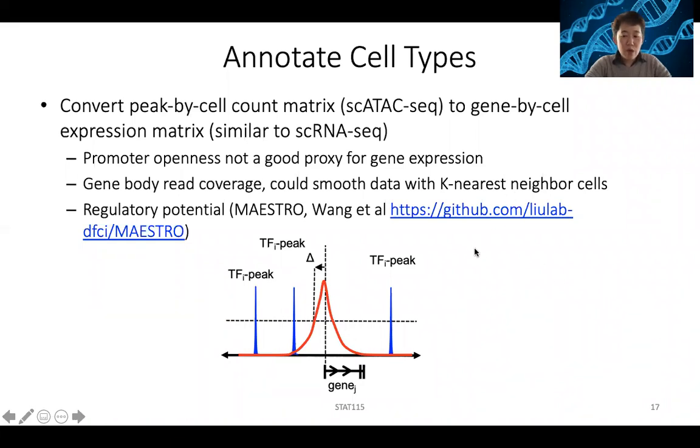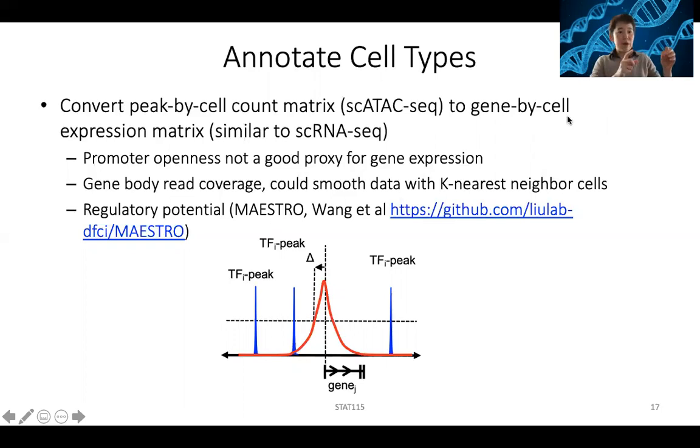And so in order to really combine the single cell RNA-seq with the single cell ATAC-seq, we need to figure out a way to say, okay, this cell is roughly that cell type, this cell is roughly that cell type. And in order to do this, the current single cell ATAC-seq analysis approaches usually try to convert the original peak by cell count matrix into a gene by cell matrix.